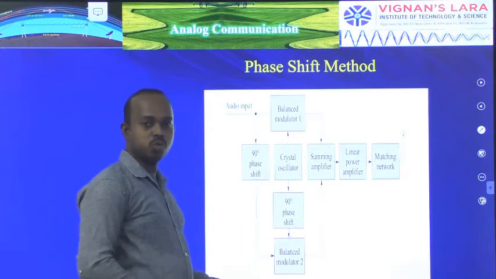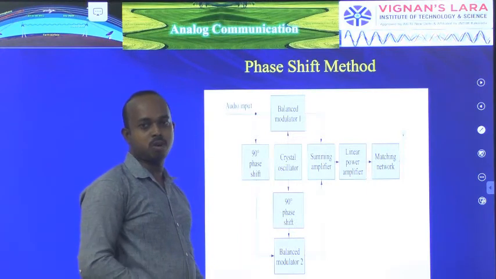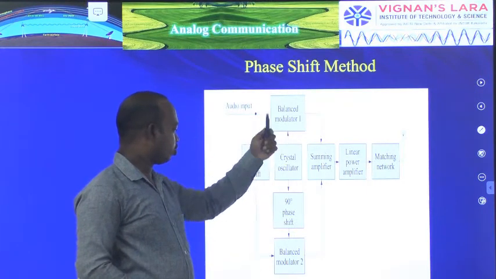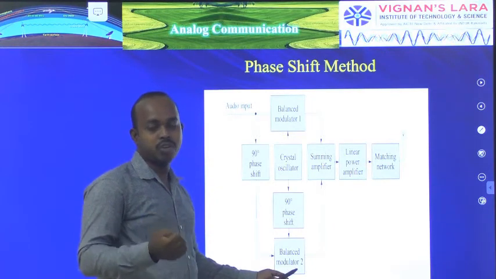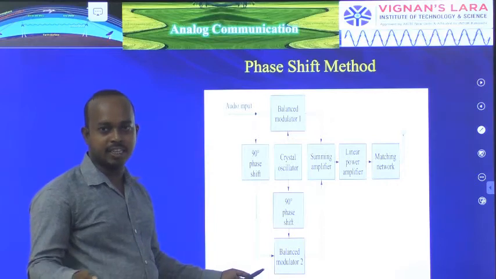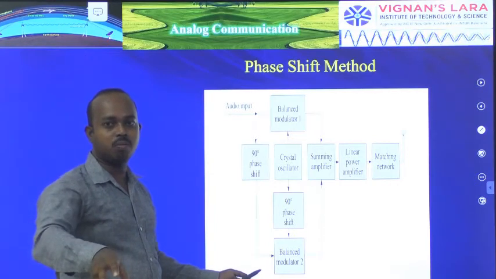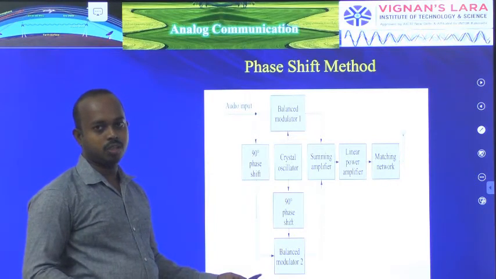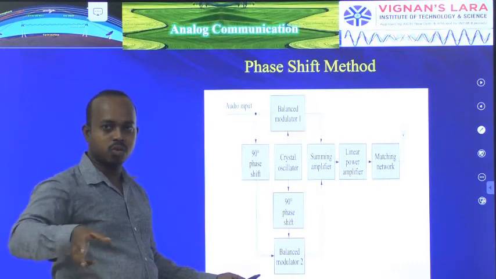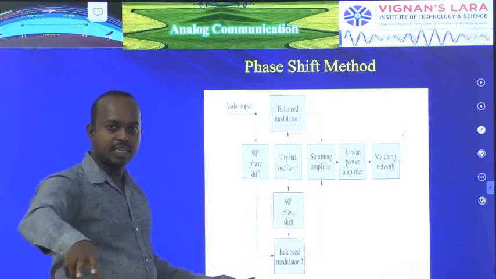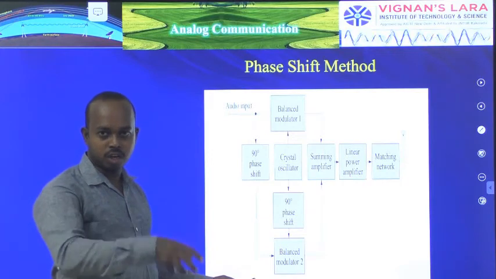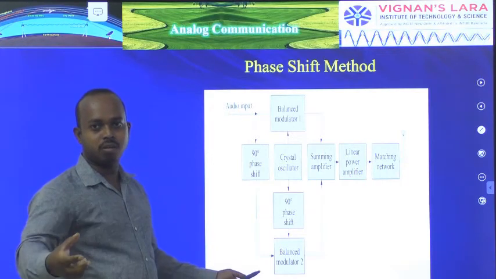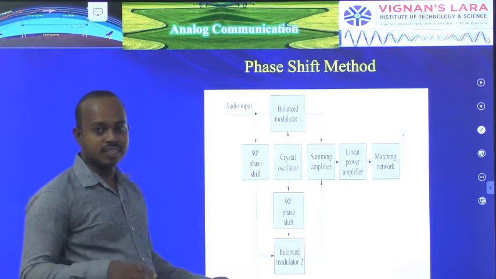In this one also we are using two balance modulators. One is balance modulator 1 and the second one is balance modulator 2. If you apply the phase on a carrier, the same phase you can apply on the modulating signal. If you apply it on the modulating signal, the same phase you can apply on the carrier signal. These are done here.